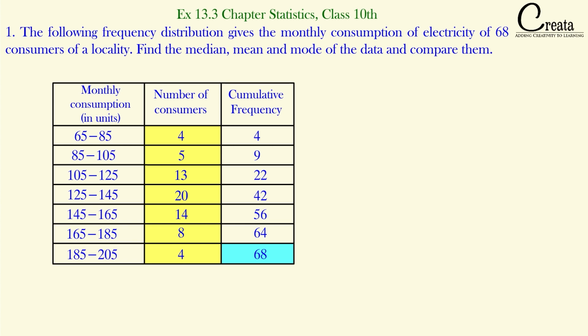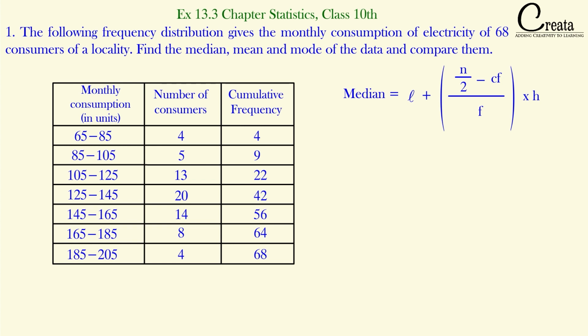We can also refer to the question in which the data is given related to 68 consumers of a locality. So the addition will be 68. This is a type of cross check. You can refer to the data in the question and match it with the end row of the column. The addition is 68. So let's move further and calculate the median.